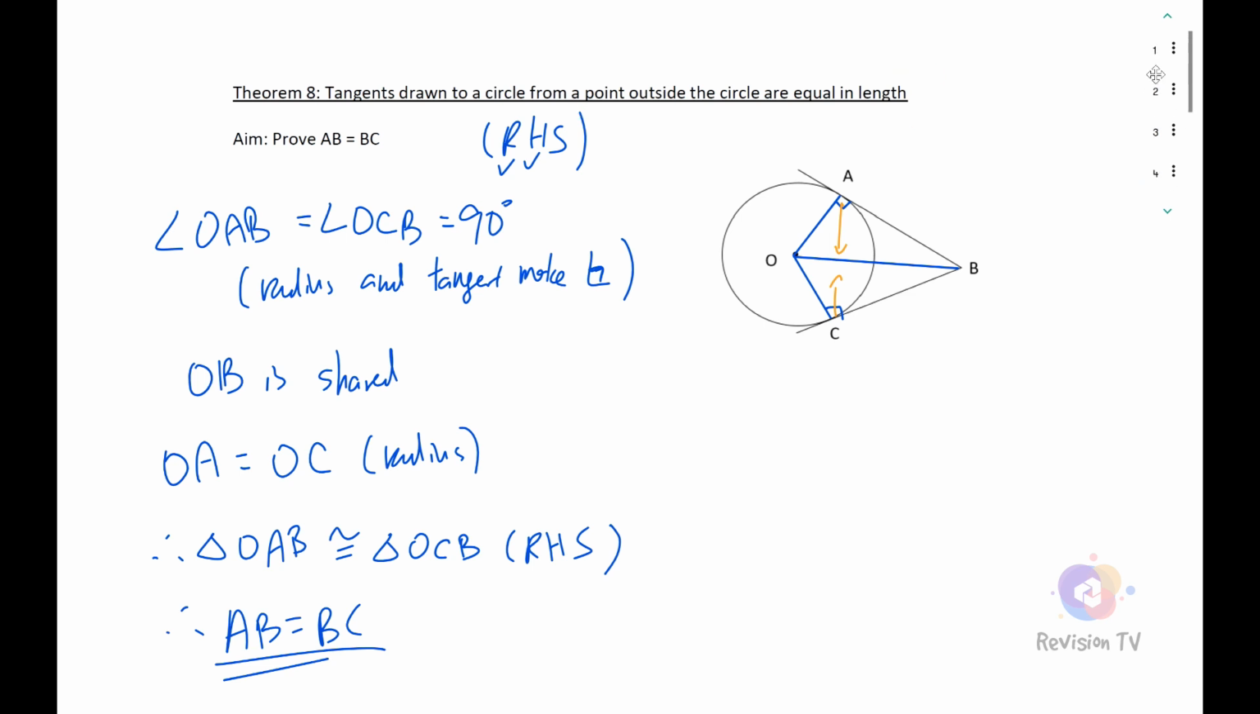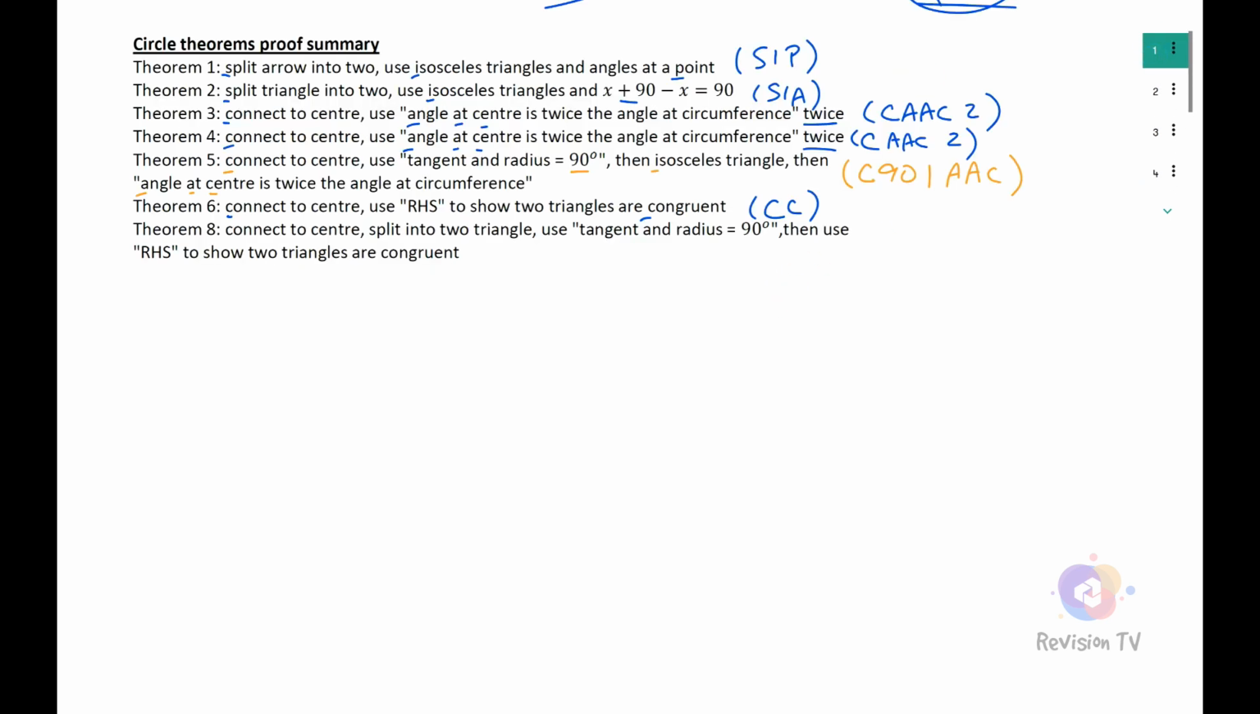So how do you remember this? Well, again, connect to center, but this time you also have to split. Then you can use tangent and radius equals 90 degrees, and then use congruency. So for this one, I use C as 90 and C. I've said many times, use your own imagination.